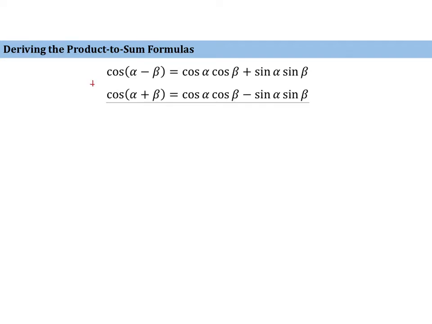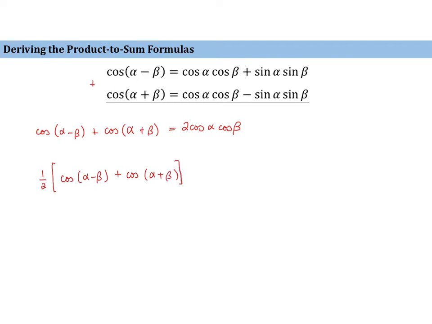If we add for the cosine, something similar will happen. We will have cosine of alpha minus beta plus cosine of alpha plus beta, and this will equal 2 cosine alpha cosine beta, and the remaining terms add out. And again, we could go ahead and take half of both sides and obtain our next product to sum formula. And then we have one more that we can do.